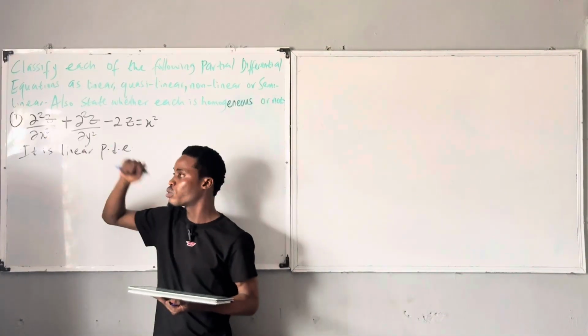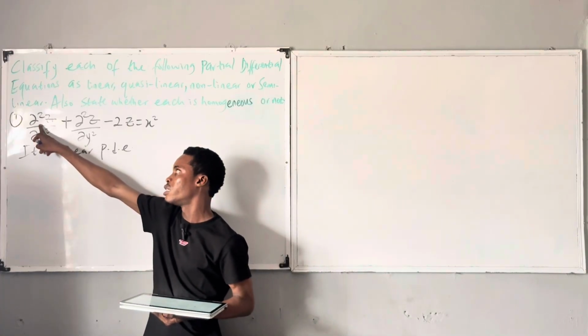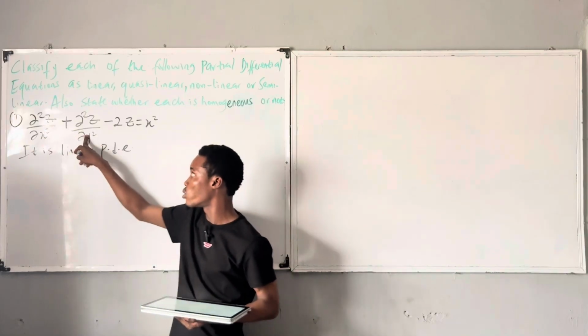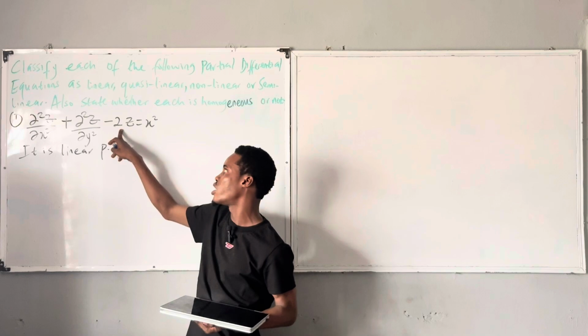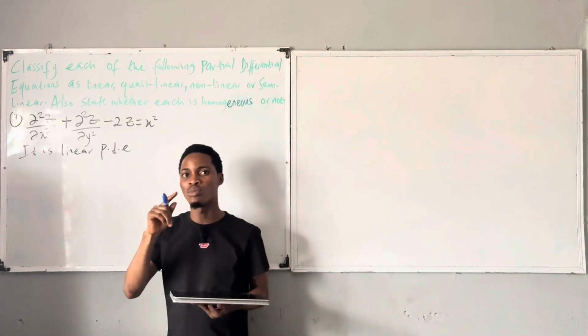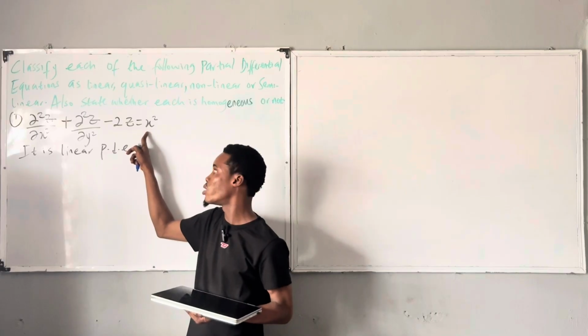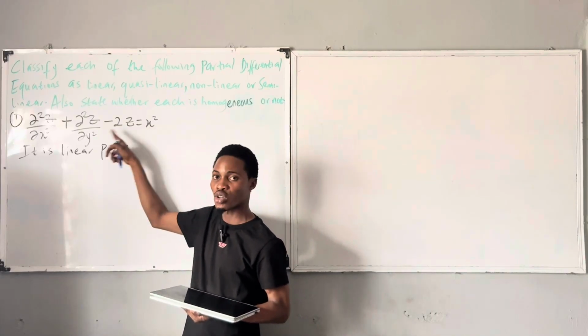Because if z is equal to 0 here, I'm going to have 0 over del x square, that is 0, plus 0 minus 2 times 0, that is 0 plus 0 minus 0. That is 0 is equal to x square. You can see that we still have another term at the right hand side, which is x square, equal to 0.